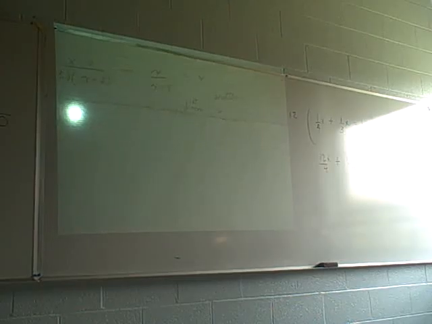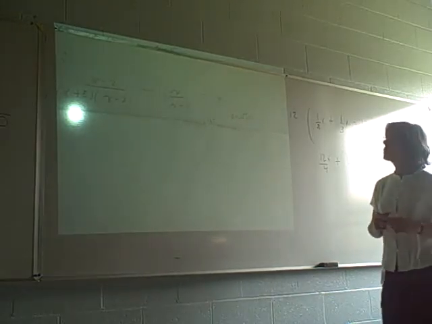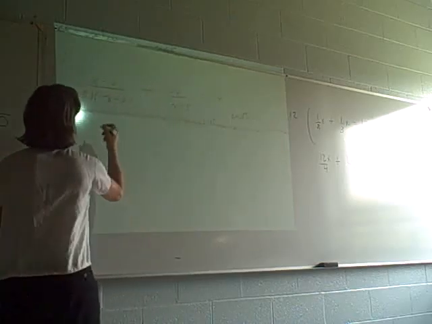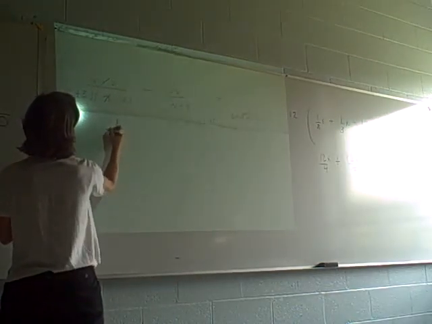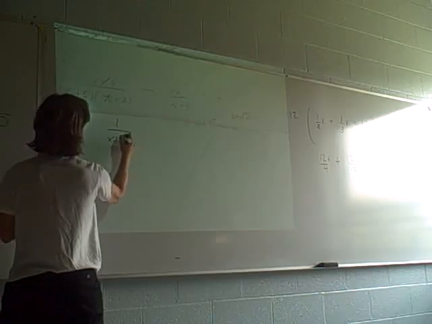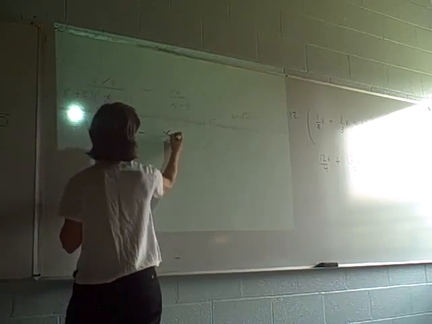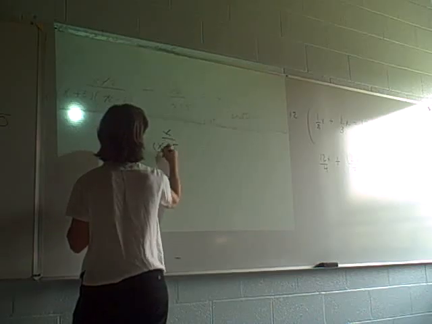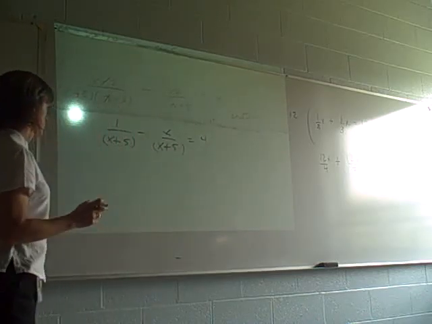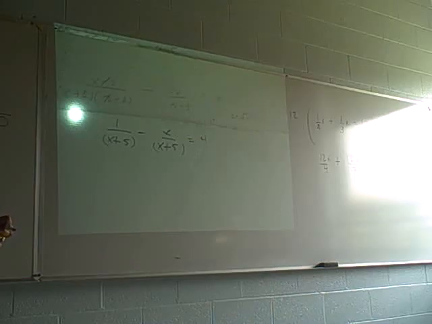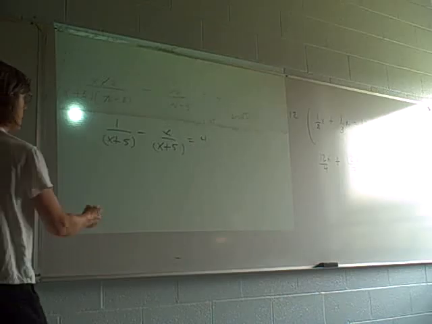I'm not quite sure if that's going to work. It doesn't get rid of the fractions, but it's still being. Okay, let's try it. So you're suggesting that this is now 1 over x plus 5 minus x over x plus 5 equals 4? So x would have to be 3. So can we multiply the numerator by x plus 5 to get rid of the denominator? Yeah. Okay.